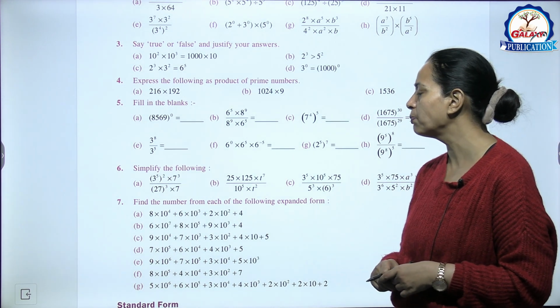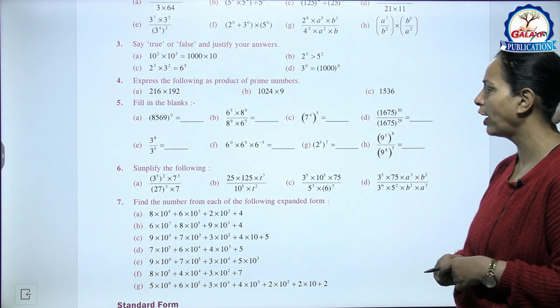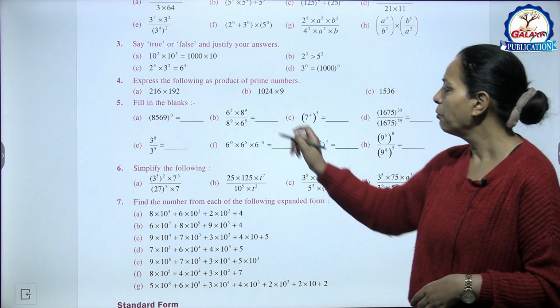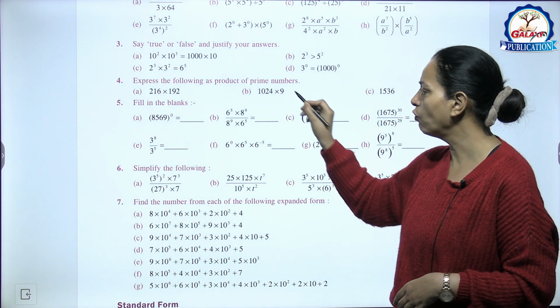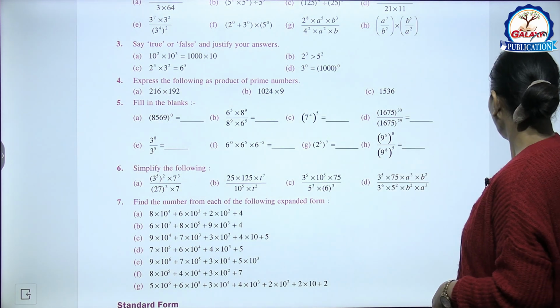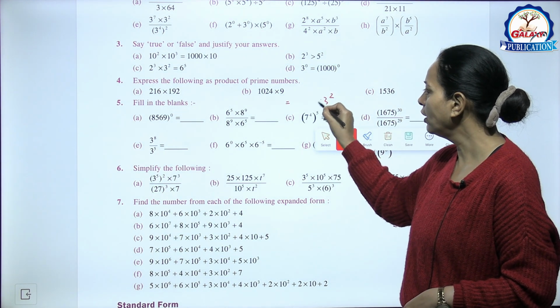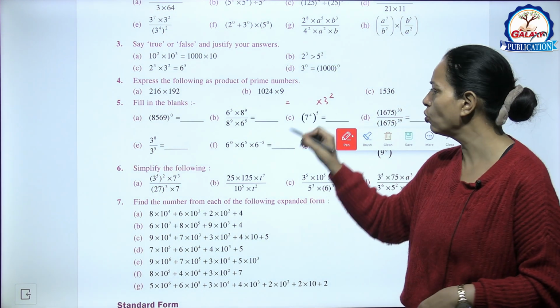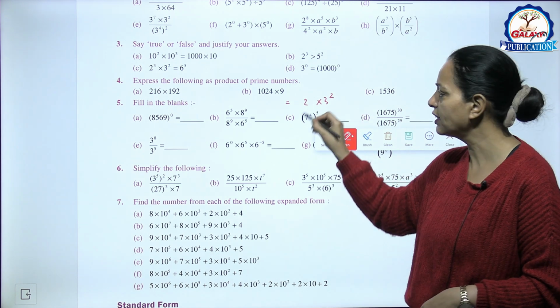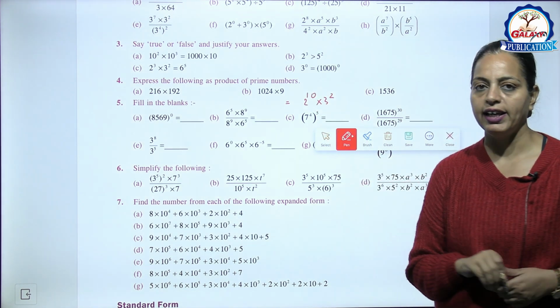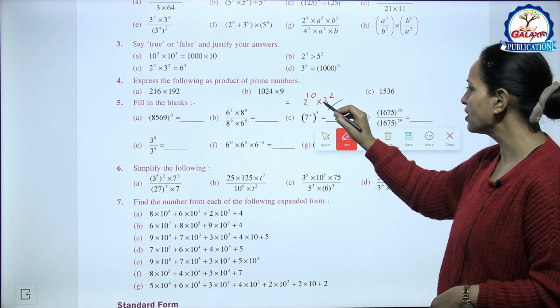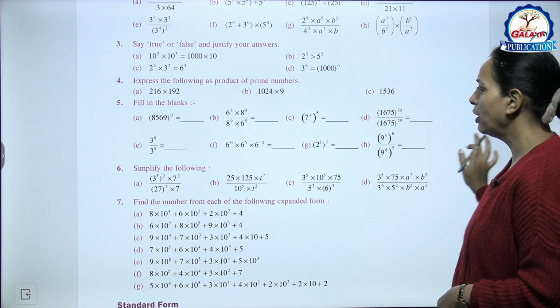The fourth one, express the following as product of prime numbers. So like here, B part, 1024 into 9. So you know 9 is 3 raised to power 2 and 1024 is 2 raised to the power, you can simplify this, I think 2 raised to power 10. Okay. So this is the answer. Similarly, you can try remaining parts.